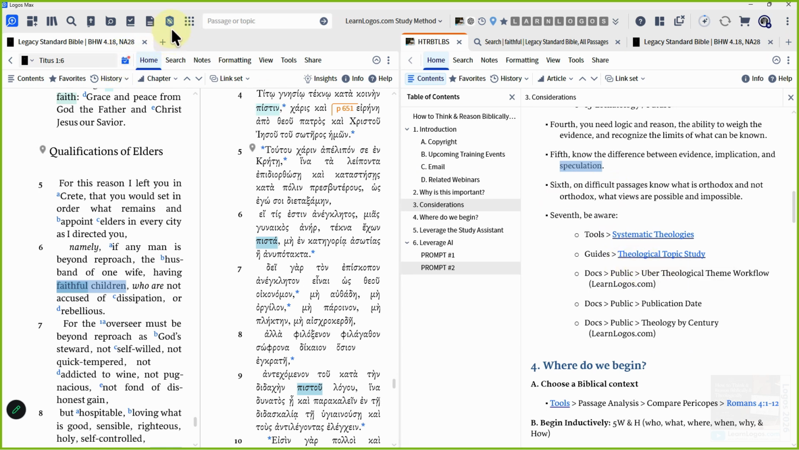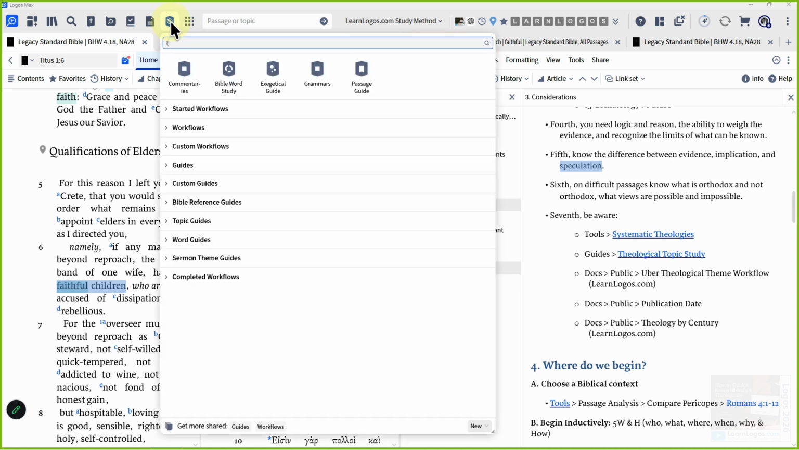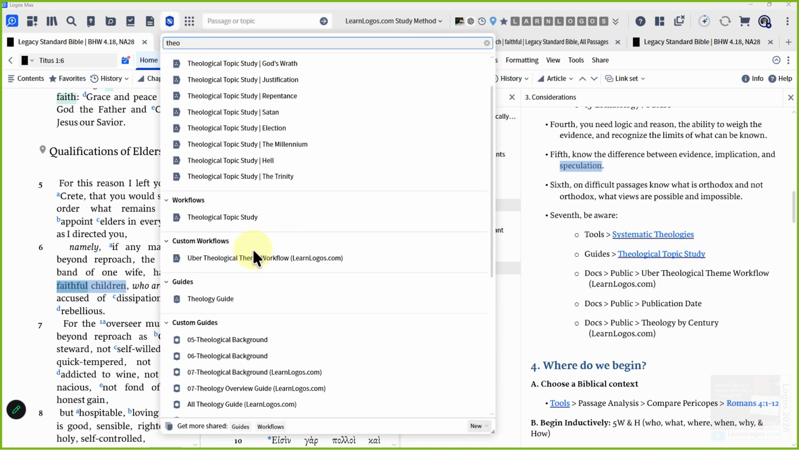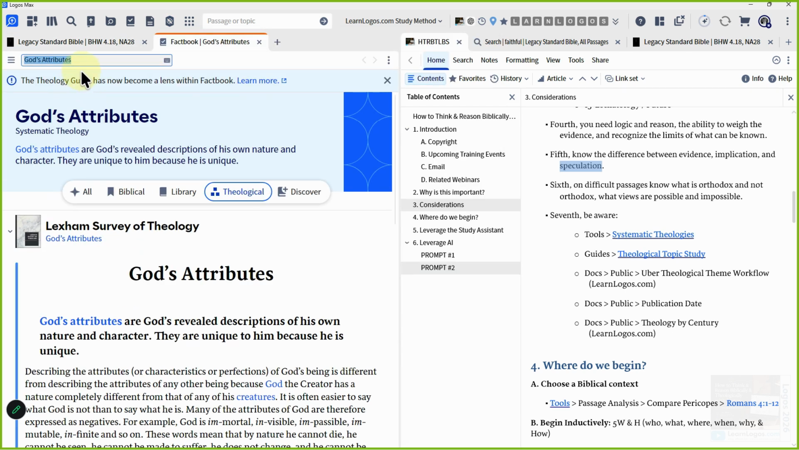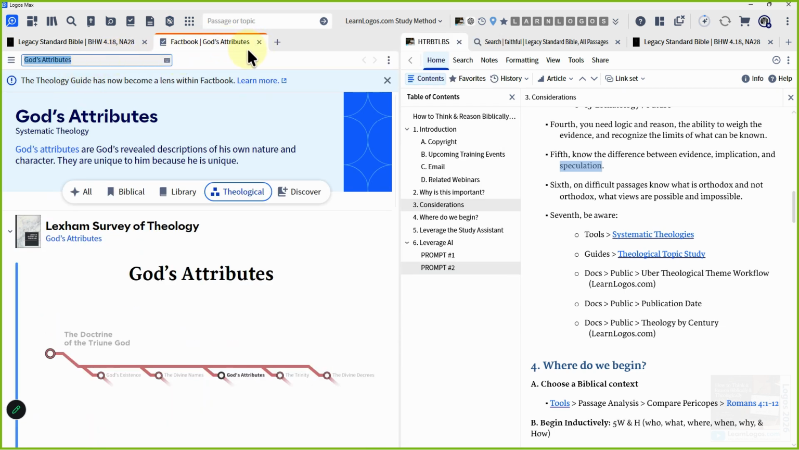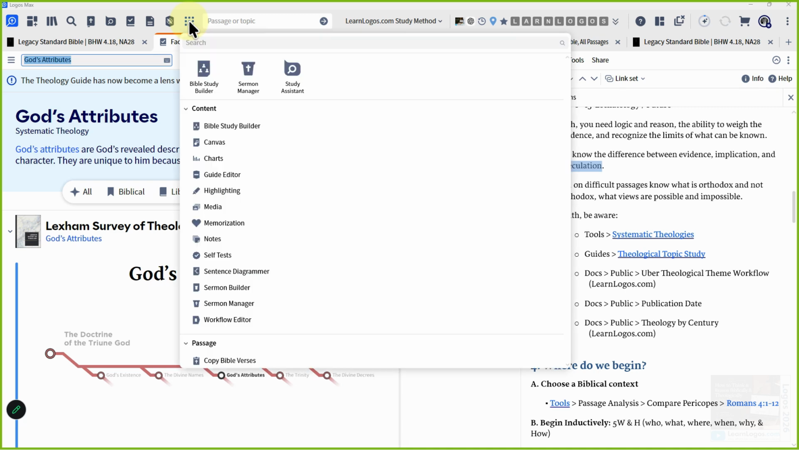Also, be aware of the Theological Topical Study Guide. So if we go to Guides, and we just type in Theo, and we scroll down, locate Guides, Theology Guide. All right, let's go ahead and click on that. And we can go ahead, and now look what happened. It opened up the fact book. So be aware that Logos is creating this link because that particular resource is no longer available.